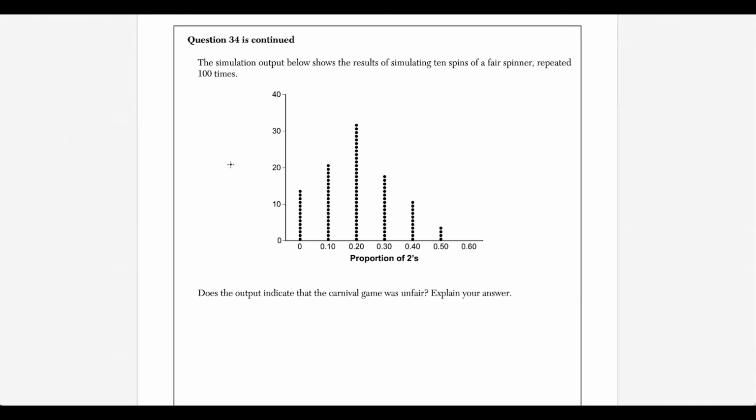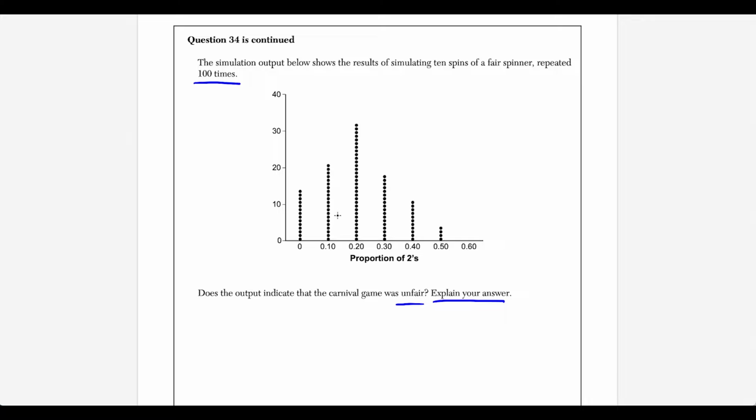So question 34 continued. We have a simulation now that shows the results of simulating 10 spins of a fair spinner, and it was repeated 100 times. And we have, does the output indicate that the carnival game was unfair? We have to explain our answer. So looking at this here, remember the theoretical probability of getting a 2 was 1 out of 5, which is the same thing as 0.20. So that's why this one is lighting up the most.